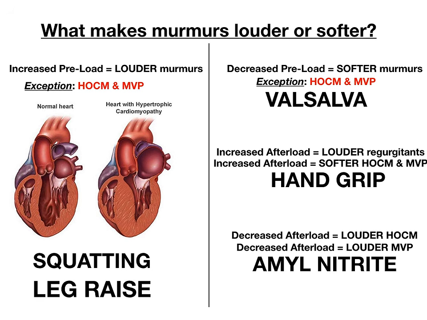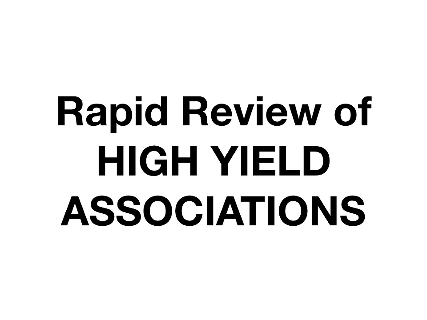It's very high yield. Now what I want to get into is the last section of this video. This is going to be a rapid review of high yield associations and buzzwords that can help you get the murmur right. I've included a lot of my mnemonics here that helped me on my exam pretty extensively. And I would say that I usually was getting between 90 and 100% of the murmur questions correct just because I had these in my back pocket.